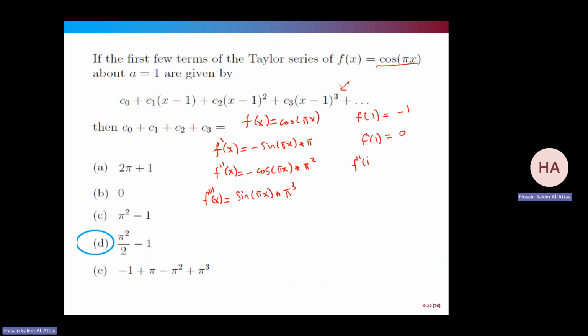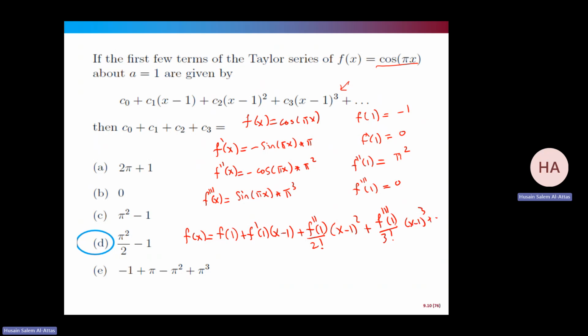F double prime at 1, that will be what? Cosine by minus 1 times minus, that will be pi square. The third derivative at 1, that will be 0. Okay. So it will be f of x. It will be f of 1 plus f prime at 1 times x minus 1 plus f double prime at 1, don't forget, over 2 factorial times x minus 1 square plus a third derivative over 3 factorial x minus 1 cube plus the rest.